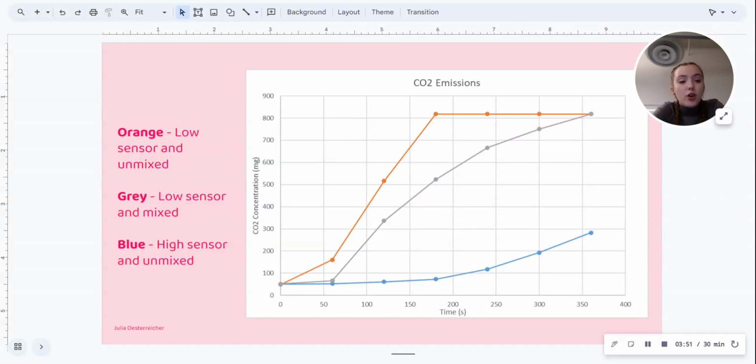Finally, here we have all three of the experiments and their graphs shown at the same time, with the orange being the low sensor and mixed, while the gray is low sensor and unmixed. The blue is high sensor and unmixed. So you can see how that high sensor recorded a lower value of that concentration, while the low sensor recorded a very high one.